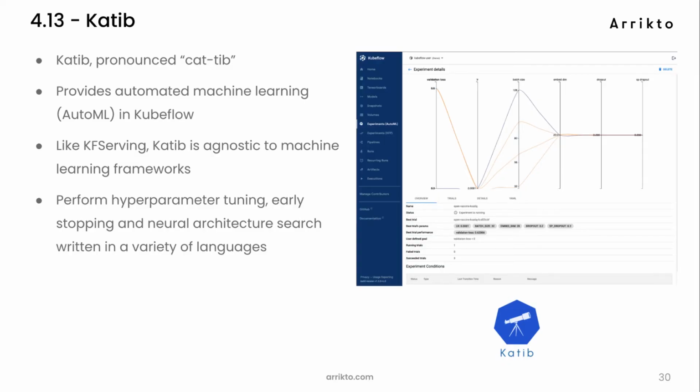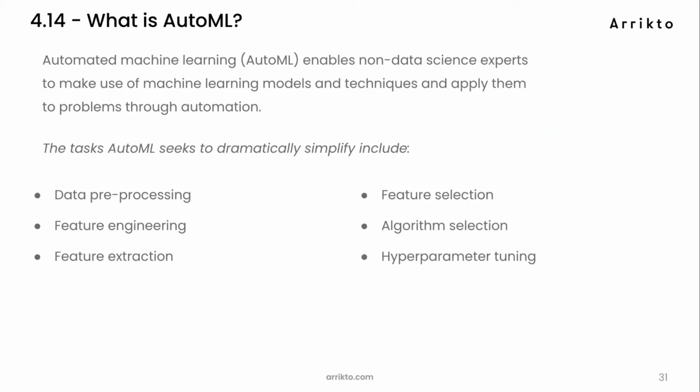The next component we want to talk about is going to be Katib. And Katib is what's going to provide automated machine learning, or what's often called AutoML, in Kubeflow. So like KF serving, Katib is going to be agnostic to the machine learning frameworks. Think PyTorch, think TensorFlow. And what Katib allows us to do is to perform hyperparameter tuning, early stopping, and neural architecture search written in a variety of languages.